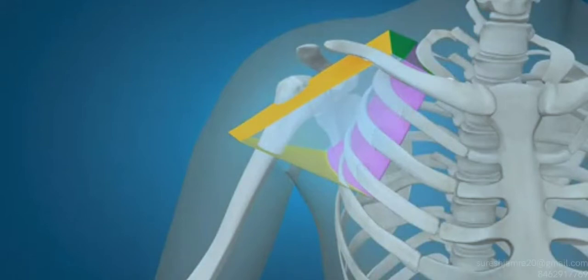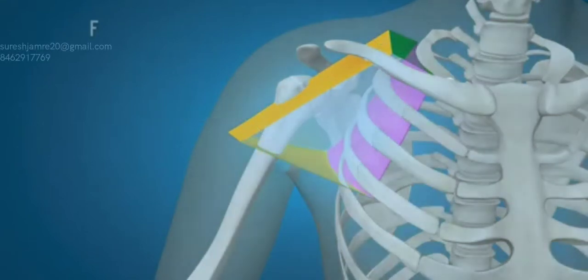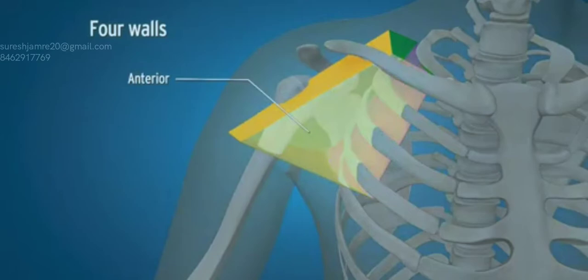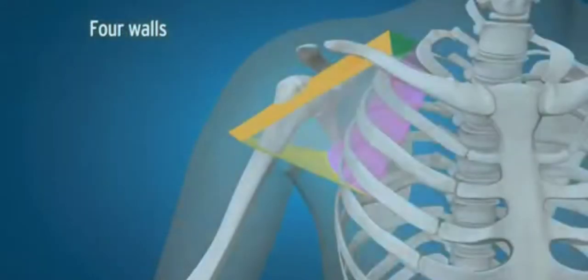Components of axilla. The axilla resembles a four-sided pyramid. It has an apex, a base, and four walls: anterior, posterior, lateral, and medial.